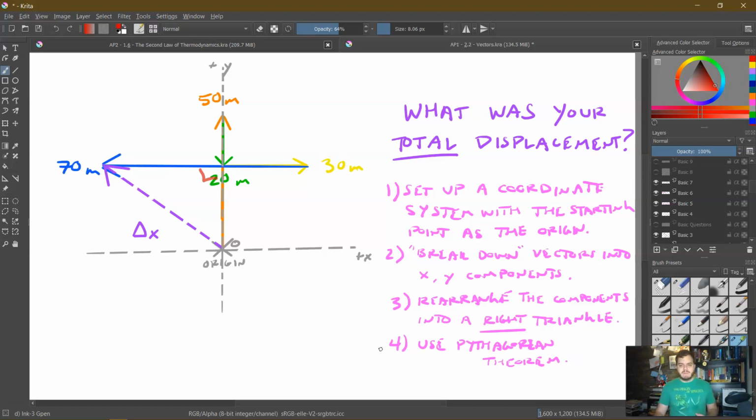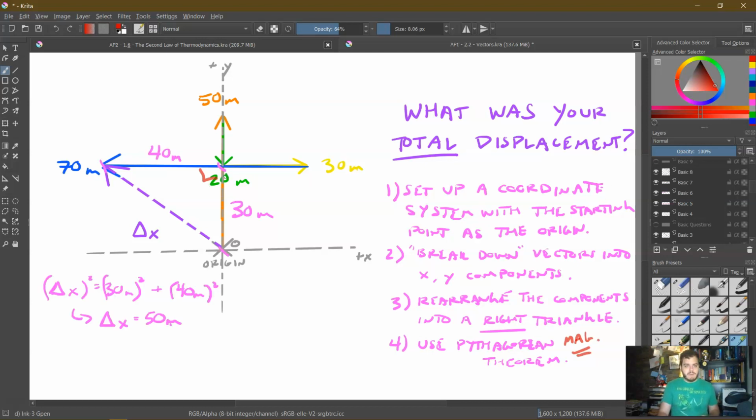For the magnitude, we use the Pythagorean theorem. I recognize that this was going 50 up and 20 back, so this piece here was 30 meters. And if I went 30 meters to the right and 70 meters to the left, this piece here is 40 meters. So if I want to know delta x, most of you can probably recognize that this is a 3, 4, 5 right triangle, but just in case, you can write out the Pythagorean theorem: 30 squared plus 40 squared equals delta x squared. Solving for delta x, we get 50 meters.